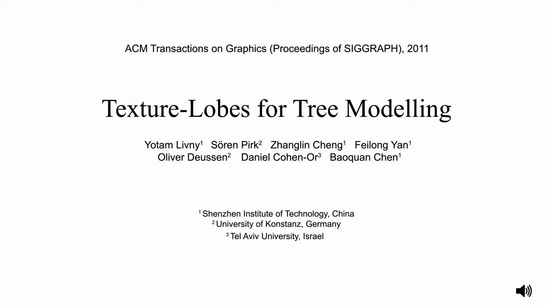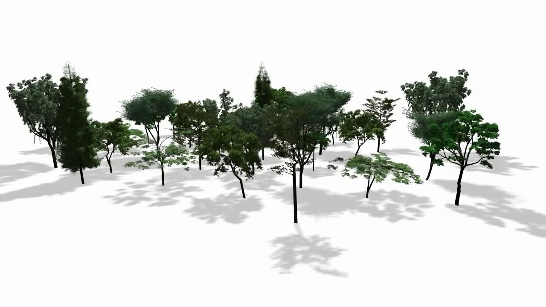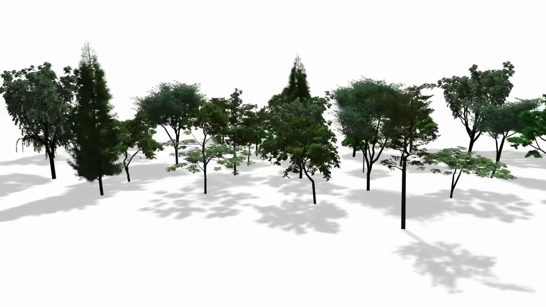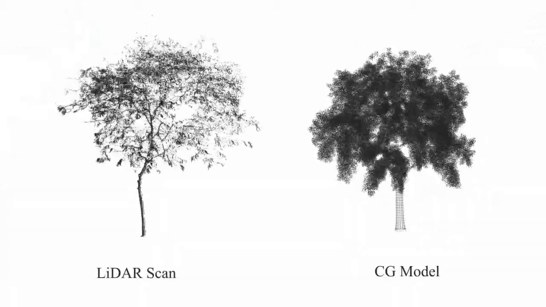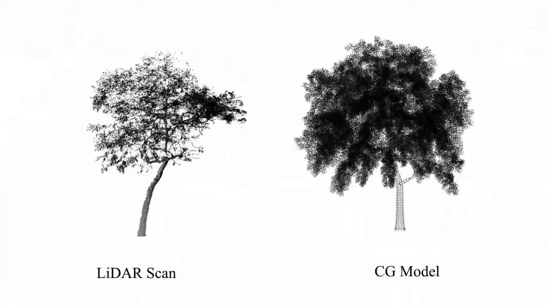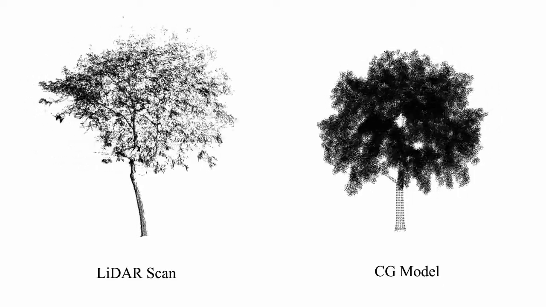We present a new lobe-based tree representation that is compact, easy to create, and efficient to transmit. It is well suited for interactive modeling and rendering of massive scenes. The lobe-based representation can represent tree data that is either acquired from a scanning device or possibly a CG model.